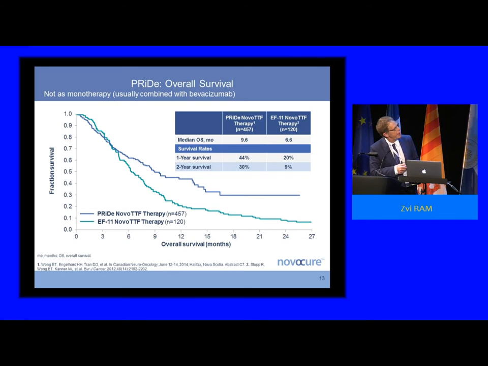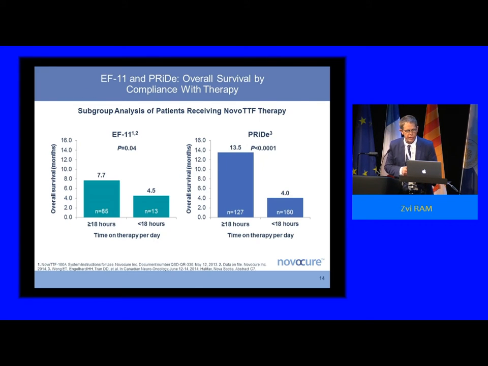Nevertheless, with the PRIDE study, you can see that the 2-year survival rate was 30% for patients with recurrent GBM, compared to only 9% of patients alive at 2 years, a significant difference. But probably one of the most important factors was that the time, or the compliance, of using the device resulted in a very clear difference in outcome.